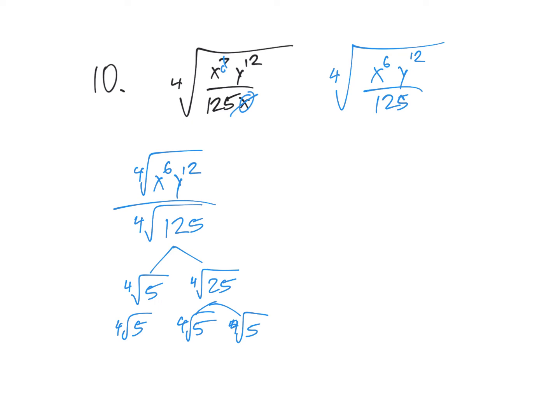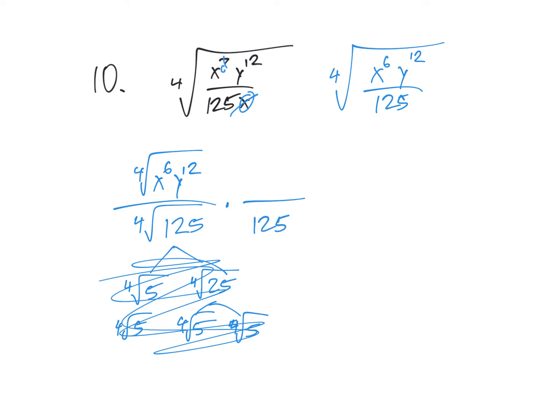So what you're going to do here is you're going to have to just rationalize the way it is. So you have 125 to the 1/4. So you need to multiply by 125 to the 3/4. So I'm going to write it as a radical on the top here.